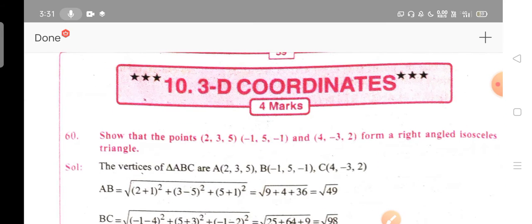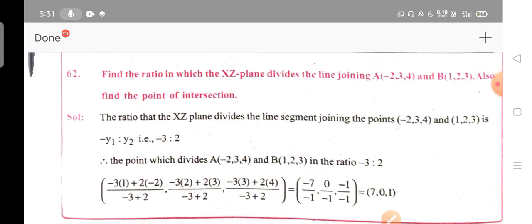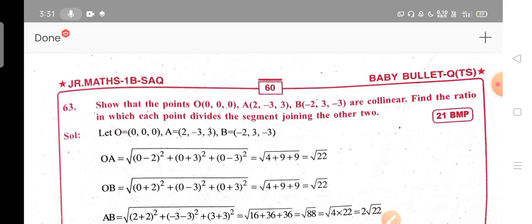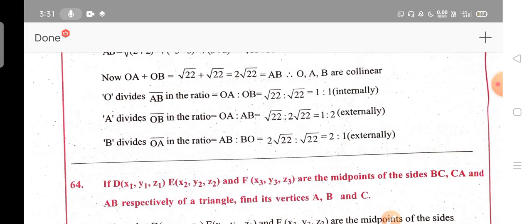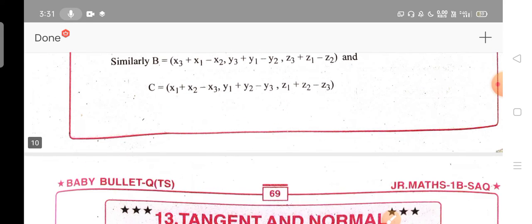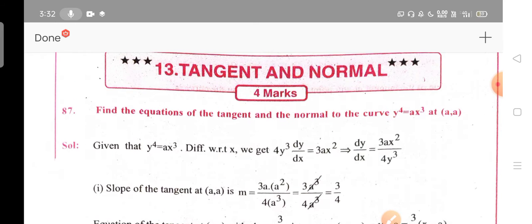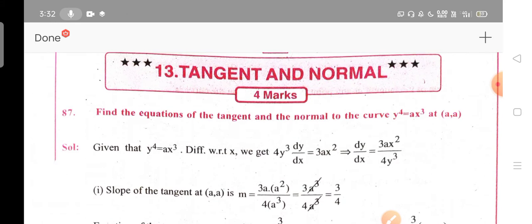Next, coming to 3D coordinates, the fourth unit, also with 4 marks weightage. Next coming to tangent and normal. I am not that perfect in this, but the booklet will have it. According to our textbook syllabus it is not there, but you have to go through this unit when you are reading the important questions and solutions.